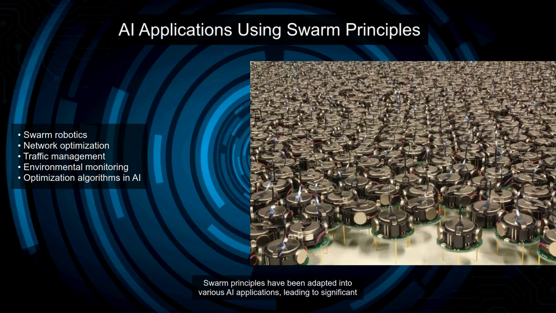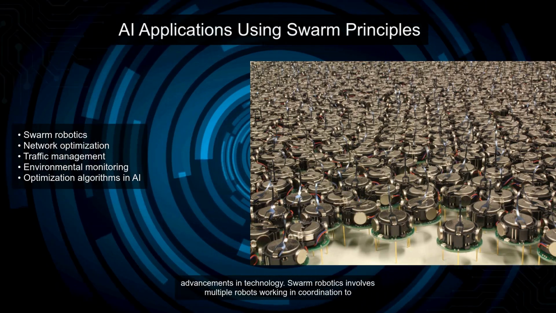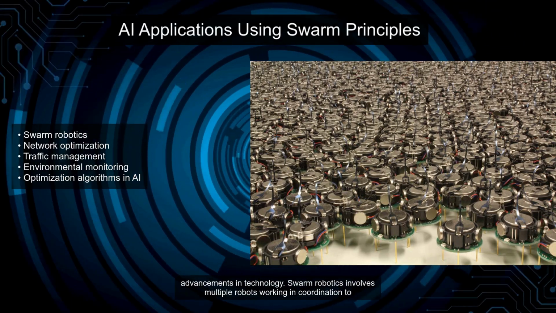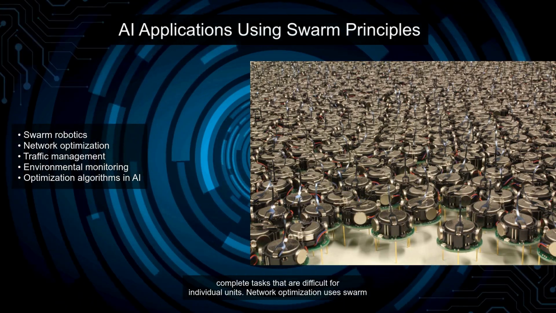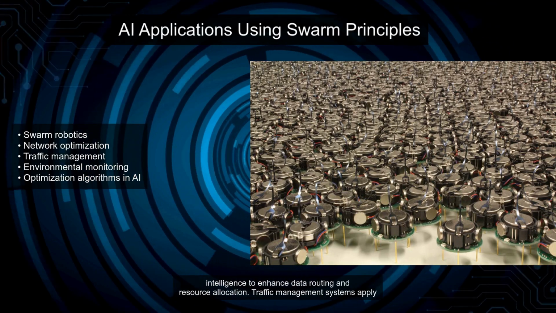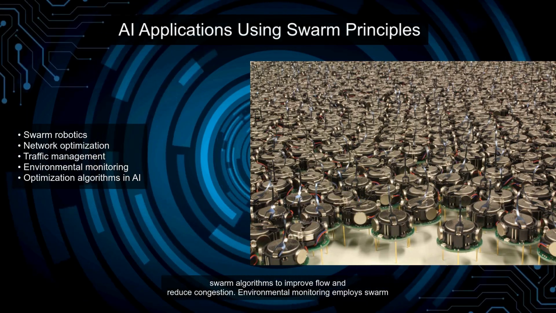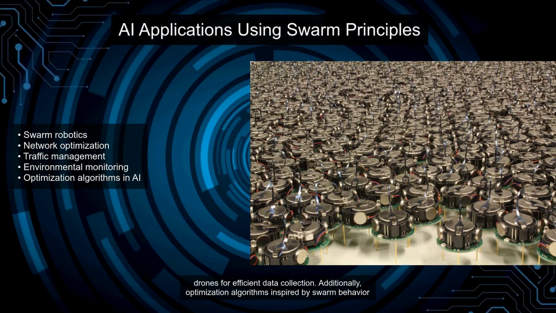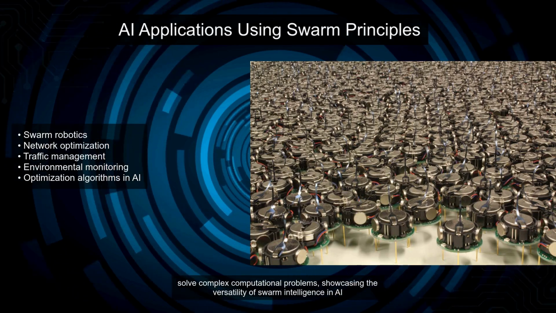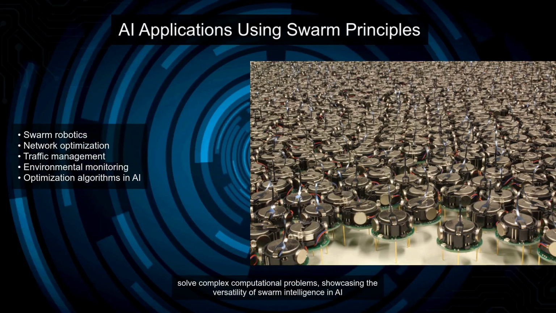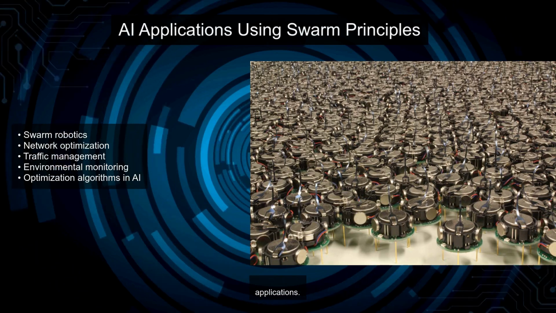intelligence. Swarm principles have been adapted into various AI applications, leading to significant advancements in technology. Swarm robotics involves multiple robots working in coordination to complete tasks that are difficult for individual units. Network optimization uses swarm intelligence to enhance data routing and resource allocation. Traffic management systems apply swarm algorithms to improve flow and reduce congestion. Environmental monitoring employs swarm drones for efficient data collection. Additionally, optimization algorithms inspired by swarm behavior solve complex computational problems, showcasing the versatility of swarm intelligence in AI applications.